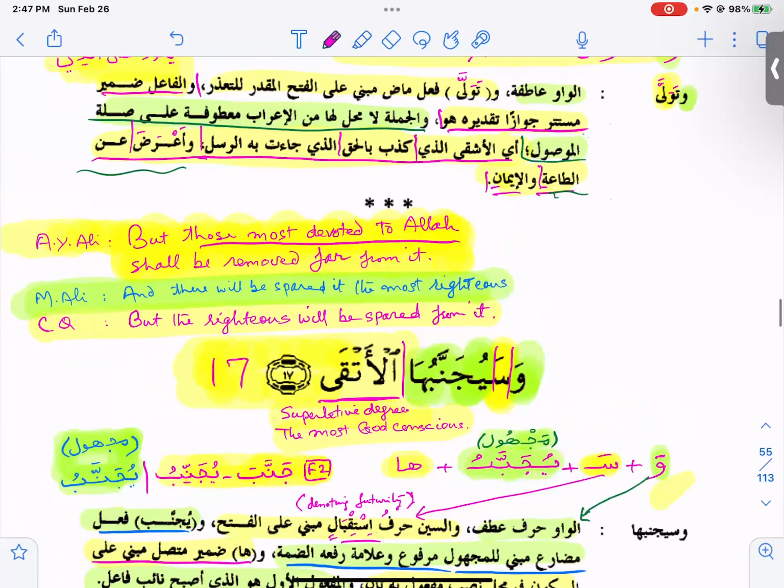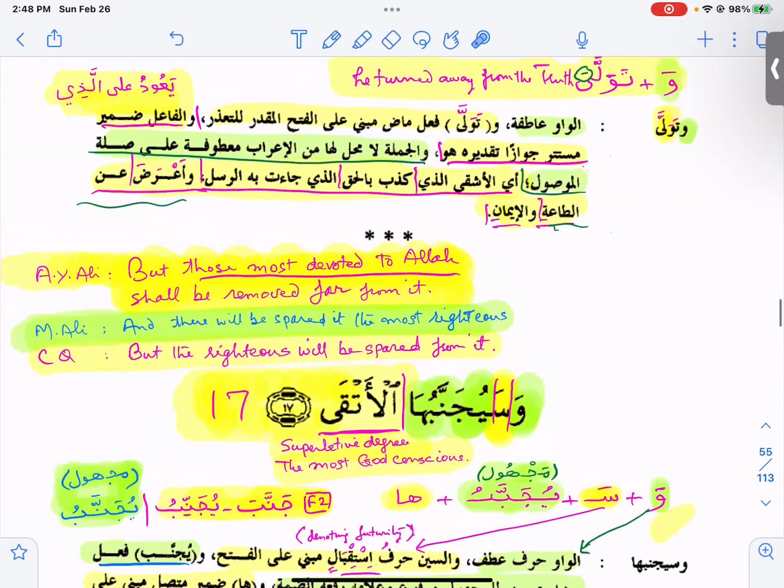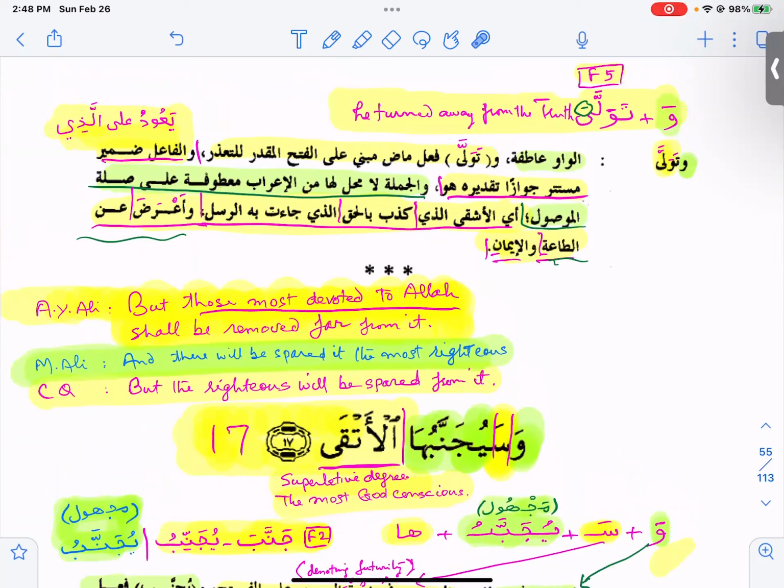Now, I did not read here, but the most devoted to Allah. Yeah, this is the important. Al-Atqa means the one who is most devoted to Allah. Also superlative degree, remember. See how beautiful it is. The verses are ending with superlative degrees, Ashqa, Atqa. See, very beautiful. Understand it, realize it, observe it, remember it. That is what is our job, my brother.